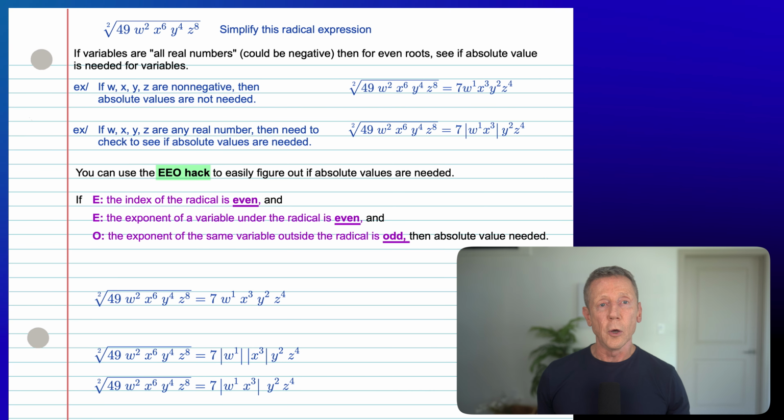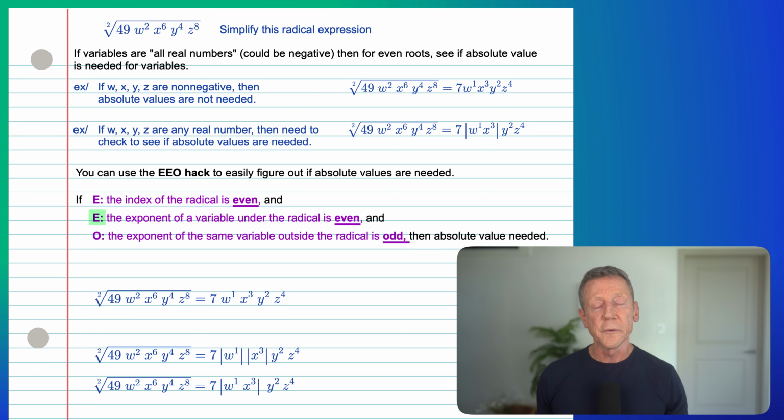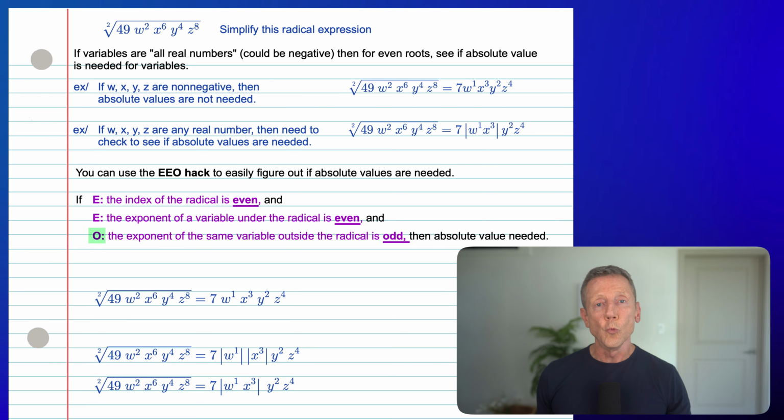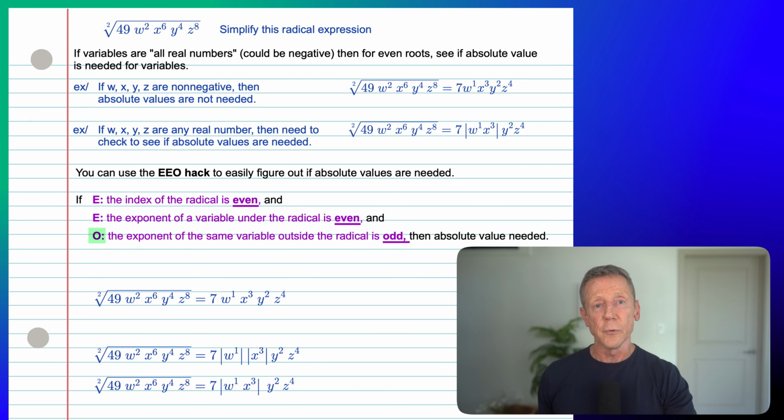Here's the EEO hack, which stands for even, even, odd. The first E represents the index of the radical. The second E represents the exponent of the variable that's under the radical, and the O represents the exponent of the variable once it's moved outside the radical. So if the index is even, and if the exponent under the radical is even, and if the exponent outside the radical is odd, then you must put absolute values there. So let's go ahead and do this problem.